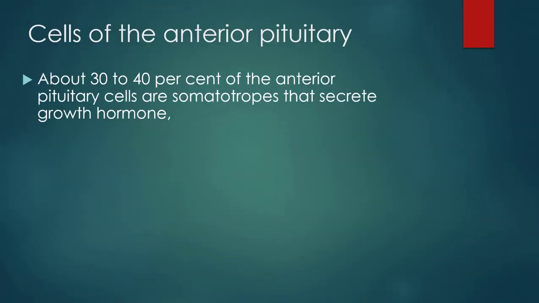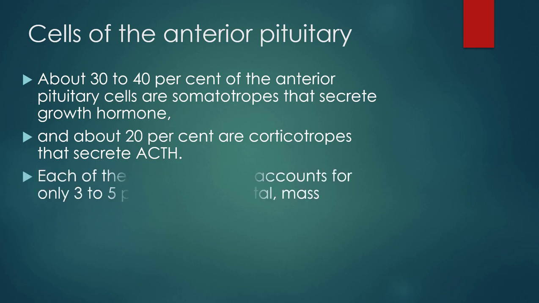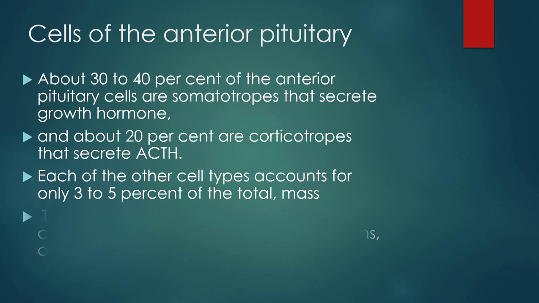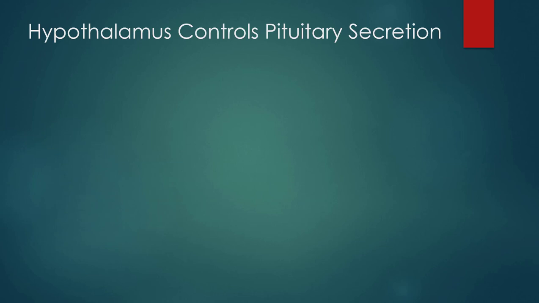About 30 to 40% of the anterior pituitary cells are somatotropes that secrete growth hormone, and about 20% are corticotropes that secrete ACTH, adrenocorticotropic hormone. Each of the other cell types accounts for only 3 to 5% of the total mass. They secrete powerful hormones for controlling thyroid function, sexual function, and milk secretion by the breast.